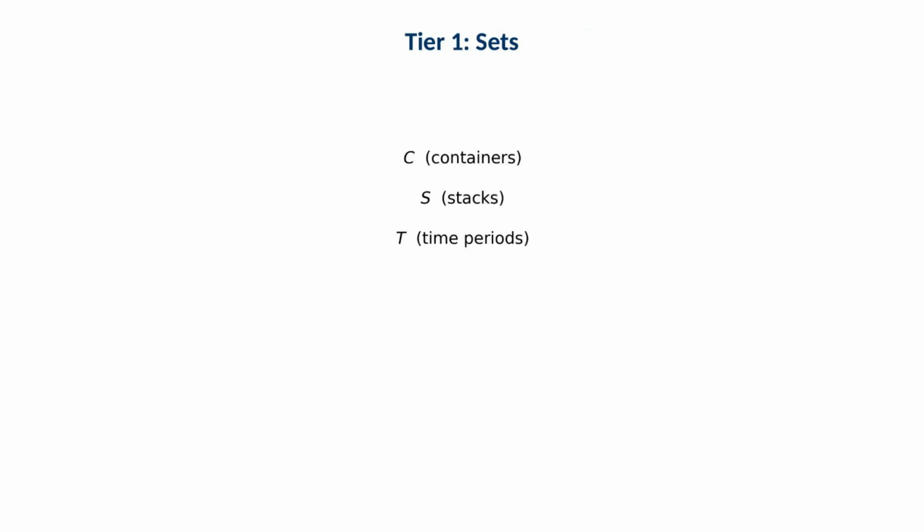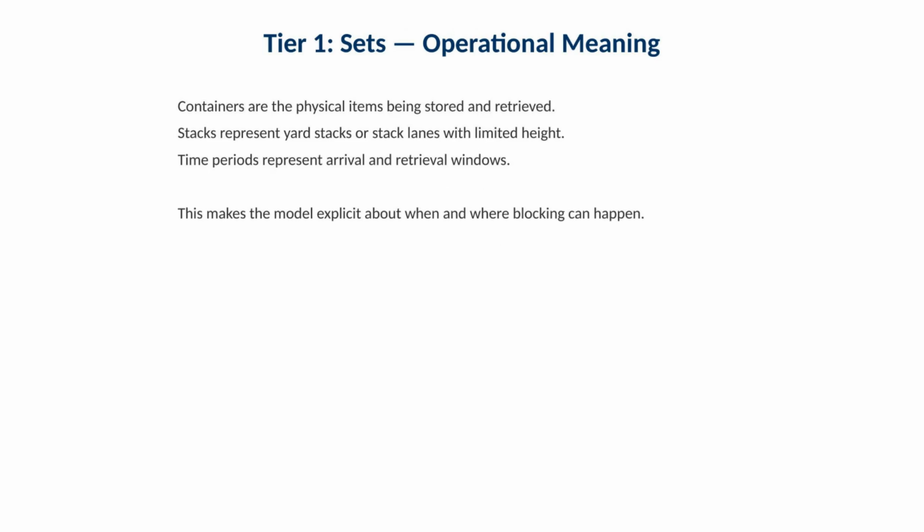This slide introduces the sets used in the formulation. These sets define the objects the model reasons about, including containers, stacks, and time periods. Operationally, sets are the model's scope boundary. If a container, a stack, or time period is not in these sets, the model cannot track it, constrain it, or optimize it. Containers are the physical items being stored and retrieved.